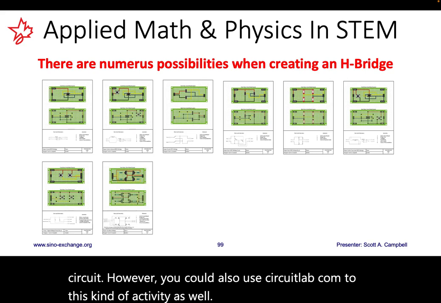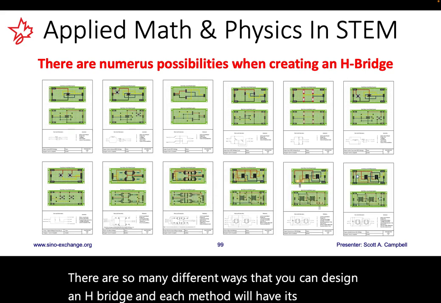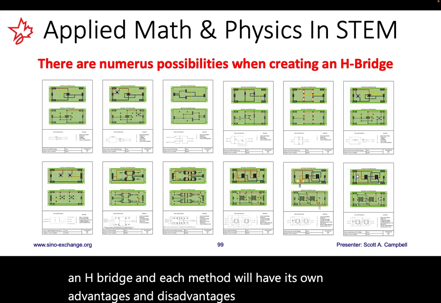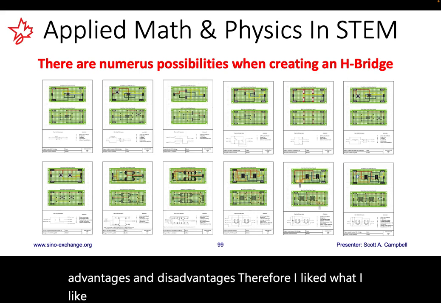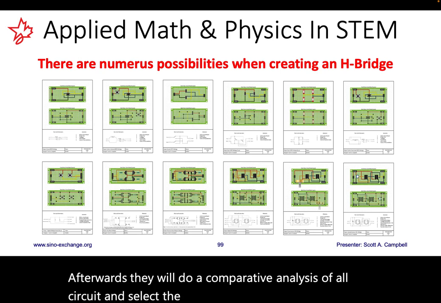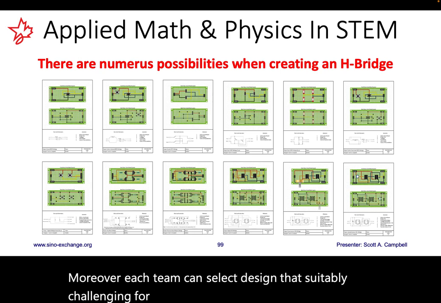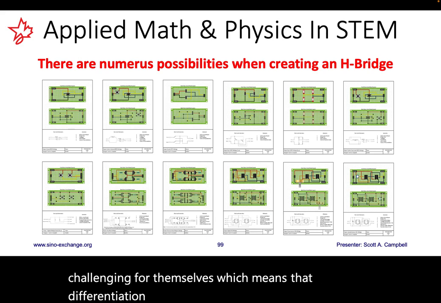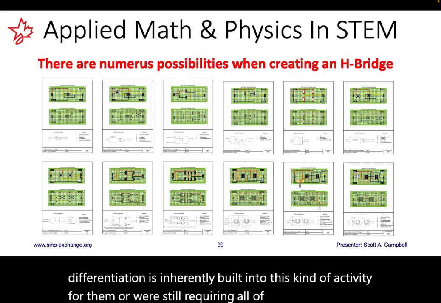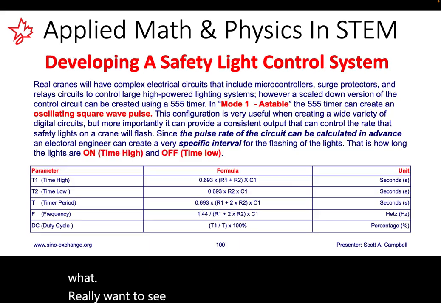And there's so many different ways that you can design an H-bridge, and each method will have its own advantages and disadvantages. Therefore, I like to have every student and group build their own. Afterwards, they'll do a comparative analysis of all their circuits and select the best design for their cranes. Moreover, each student can select a design that's suitably challenging for themselves, which means that differentiation is inherently built into this kind of activity. Furthermore, we're still requiring all of our students to engage with the same learning outcomes, and that's what we really want to see from our differentiation methods.